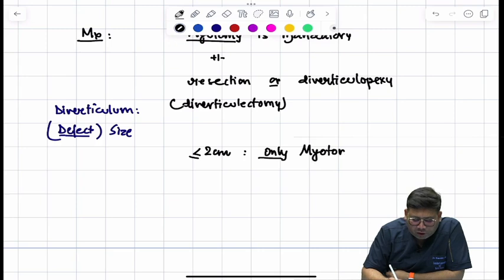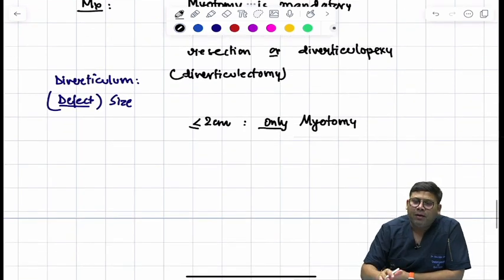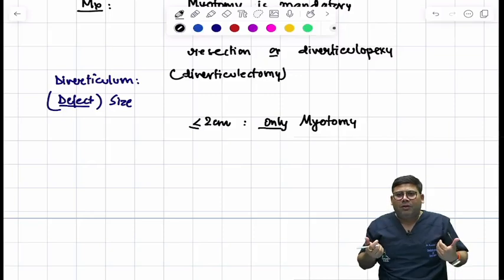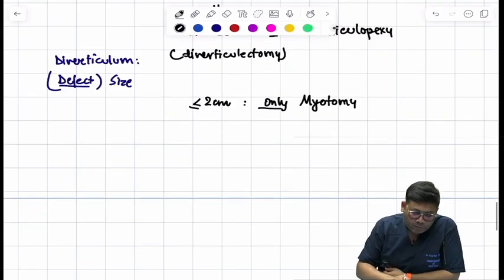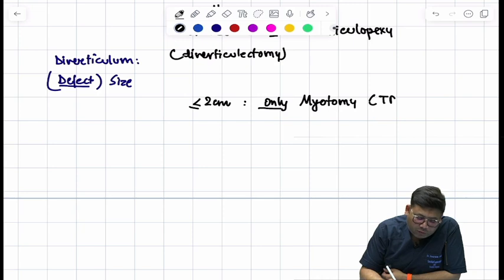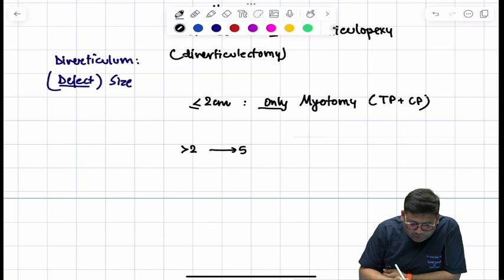You do the myotomy, that is sufficient. As soon as the tone reduces, the mucosa and submucosa will shrink and come back in. Remember, myotomy of both thyropharyngeus plus cricopharyngeus. If it is more than 2 up to 5 centimeter, myotomy you will definitely do.